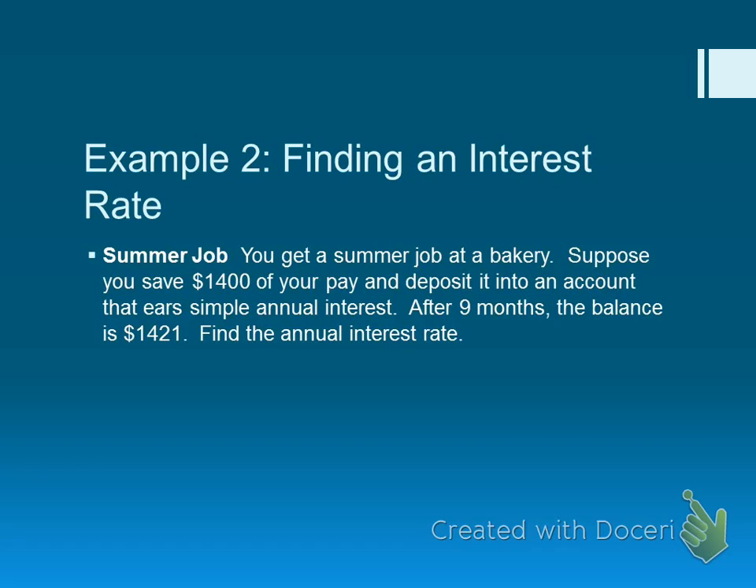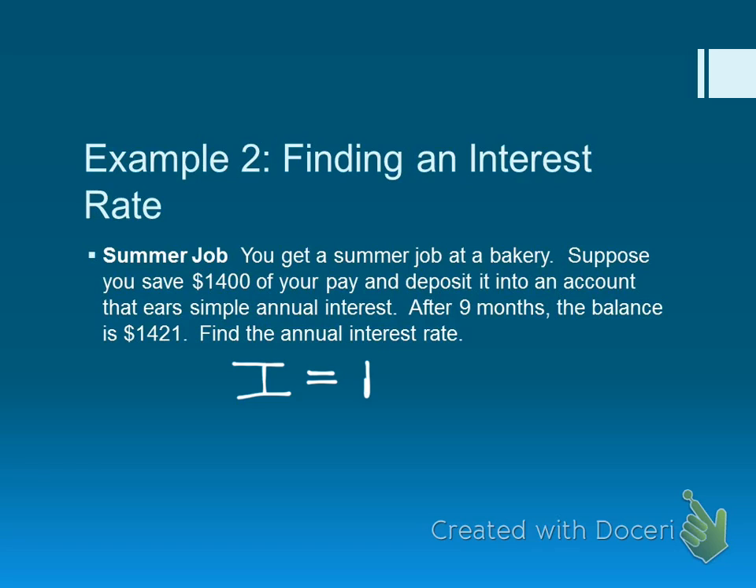Now it says you get a summer job at a bakery. Suppose you save $1,400 of your pay and you deposit all of that into an account that earns simple annual interest. There you go. They tell you simple annual, so now you know your formula. After 9 months, the balance is $1,421. What is the annual interest rate? So what do we start with?